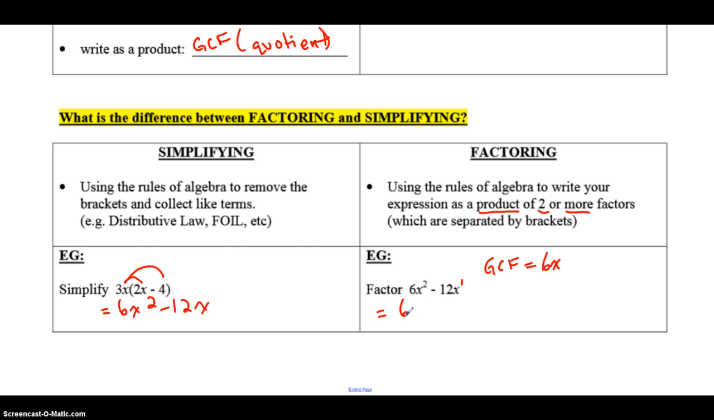So my answer, I start with the greatest common factor and divide it out. 6x squared divided by 6x is 1x. Negative 12 divided by 6, so I have to put that minus in there, negative 2. The x divided by the x leaves me with no x's. And that's your answer.